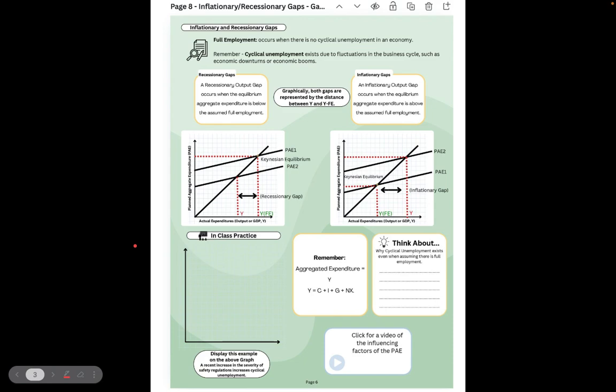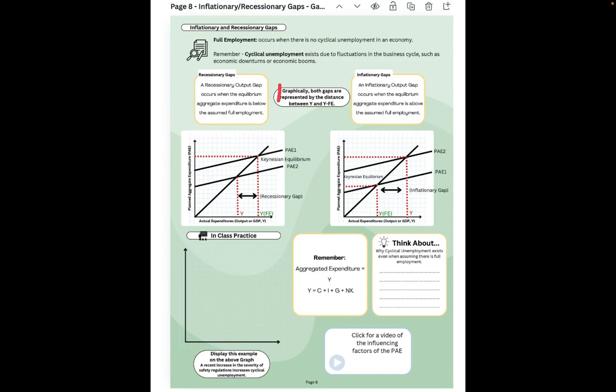Now, on to inflationary and recessionary gaps. Full employment occurs when there is no cyclical unemployment in an economy. Remember, cyclical unemployment exists due to fluctuations in the business cycle, such as economic downturns or economic booms. So, recessionary gaps. A recessionary output gap occurs when the equilibrium aggregate expenditure is below the assumed full employment. And then, an inflationary output gap occurs when the equilibrium aggregate expenditure is above the assumed full employment.